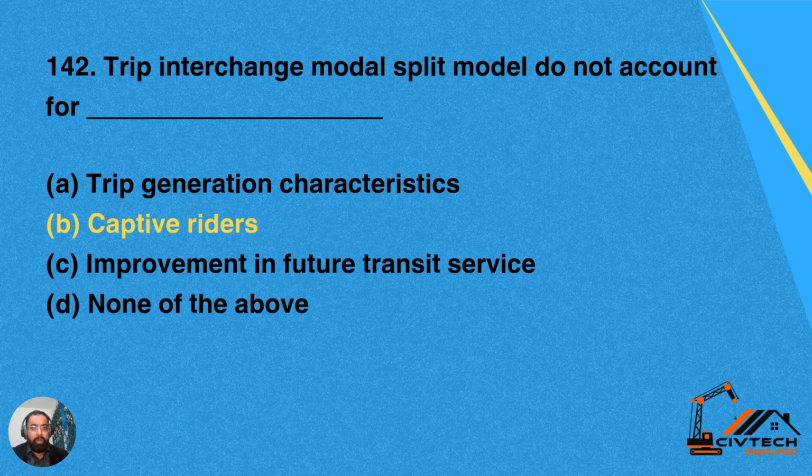142. Trip interchange modal split models do not account for option A, trip generation characteristics, option B, captive riders, option C, improvement in future transit service, option D, none of the above. So B is the correct answer. It's captive riders.